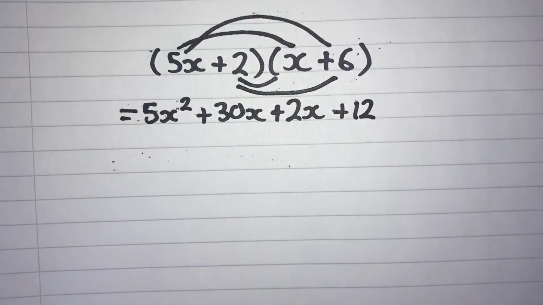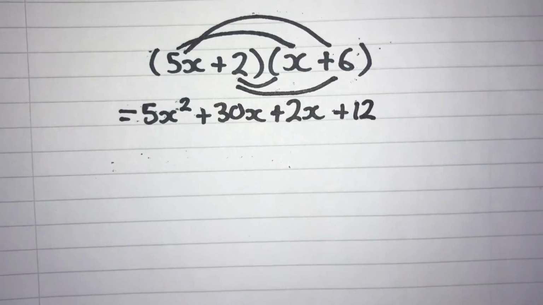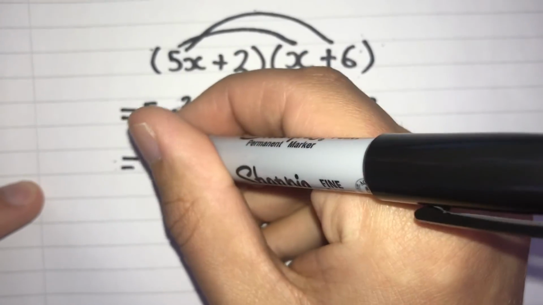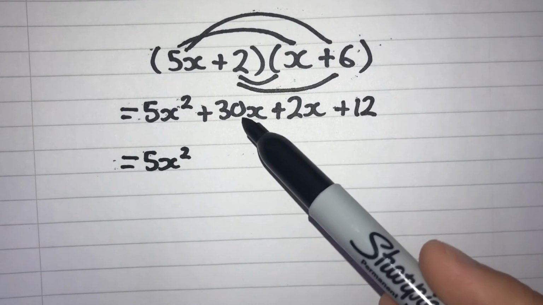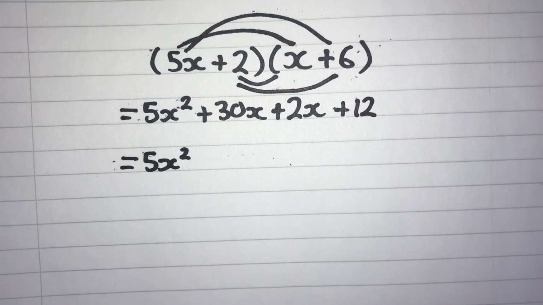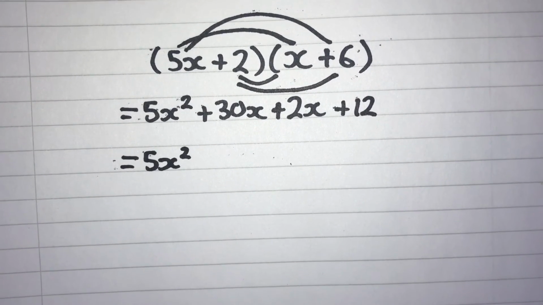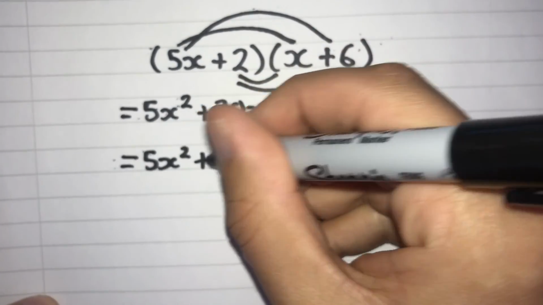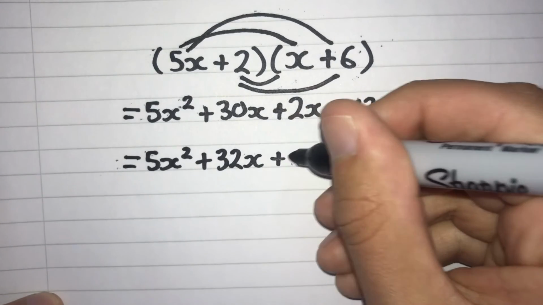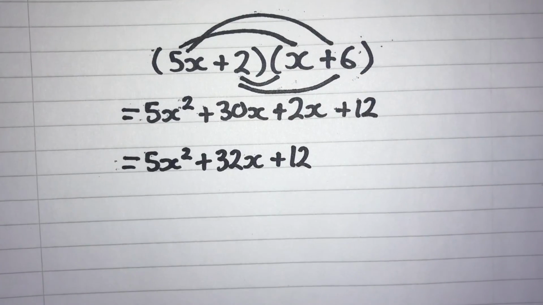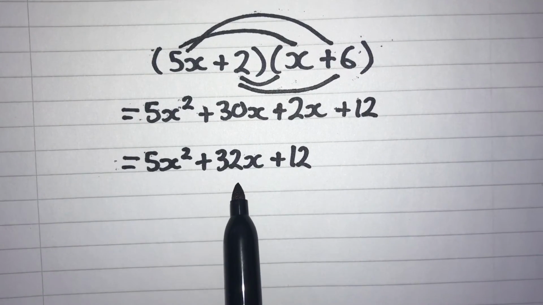Now to collect our like terms, we still only got this one x squared term. So we have 5x squared out the front. Then we have 30x plus 2x. We're adding a 30 and a 2 together. It's going to give us 32. So we get plus 32x. And plus 12 on the end. And our final answer should be 5x squared plus 32x plus 12.